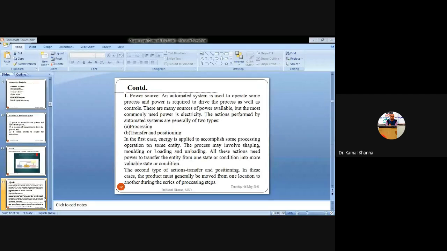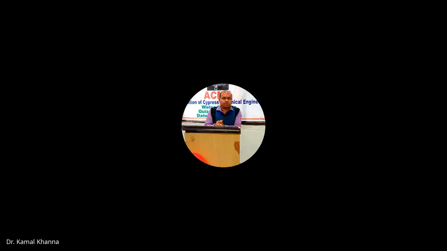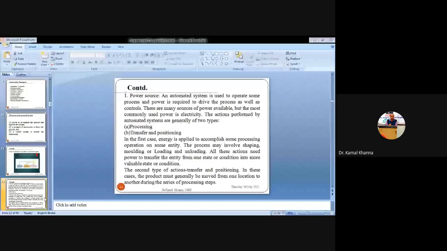operate the machine, to operate the spindle, to operate the particular kind of operation, so that the spindle may be ready for the current operation, as well as ready for the next kind of operation to be performed on the specimen. So the actions performed basically by the power source are processing, transfer, and positioning.